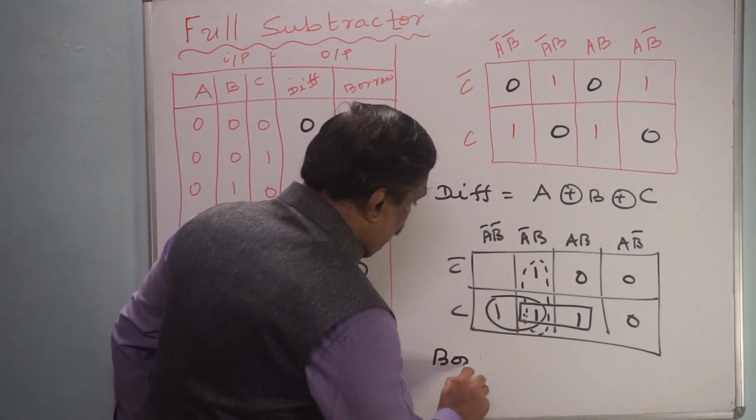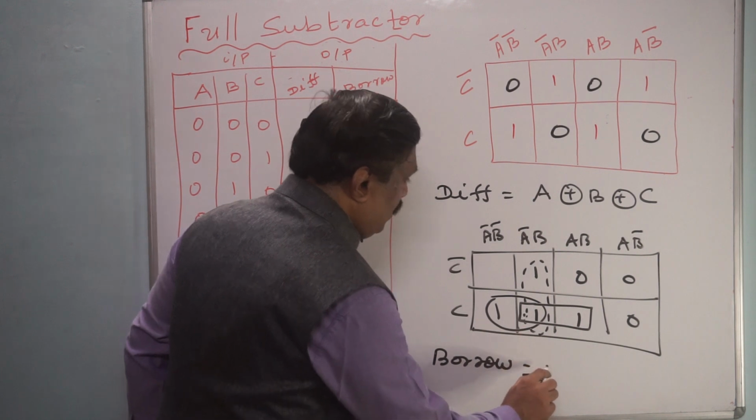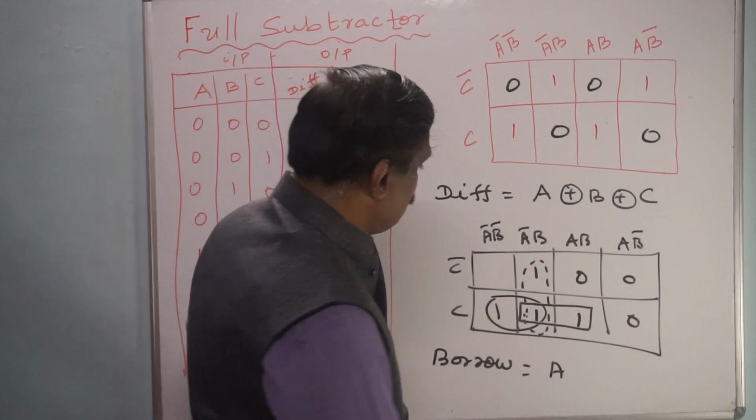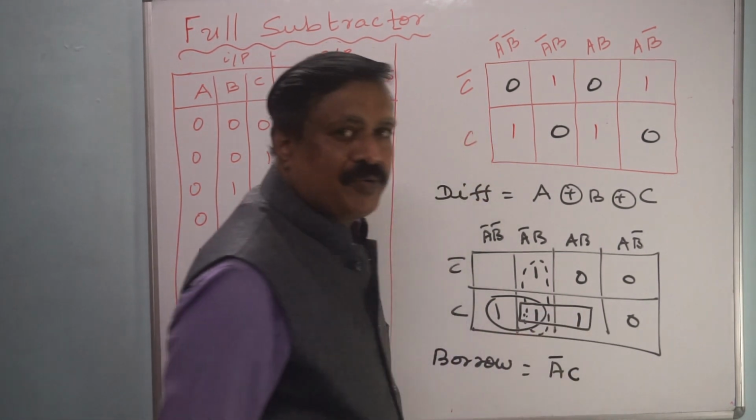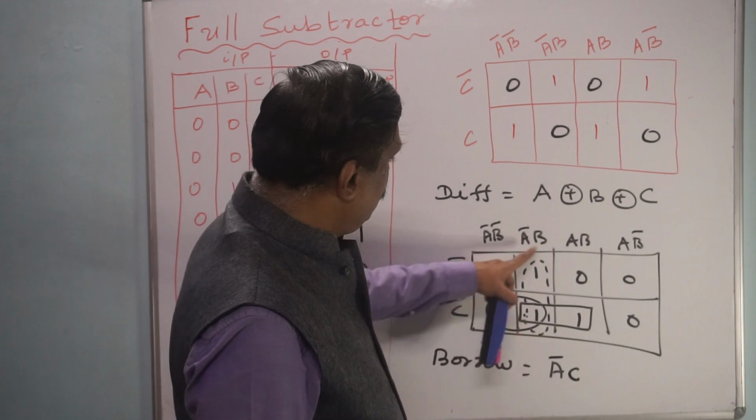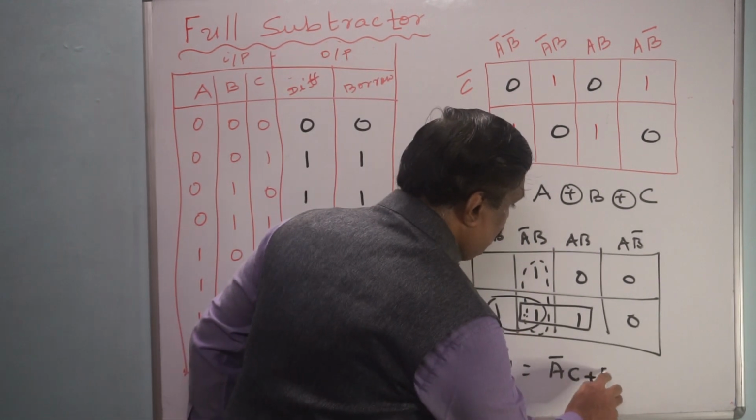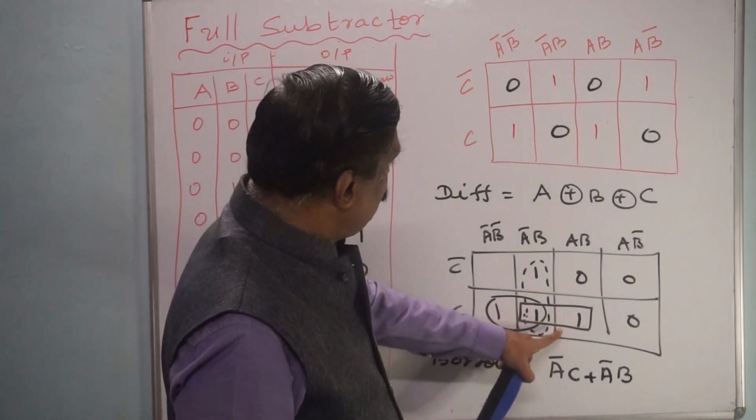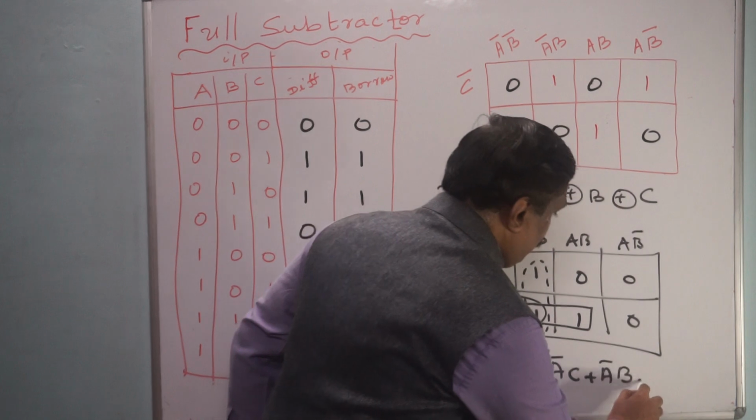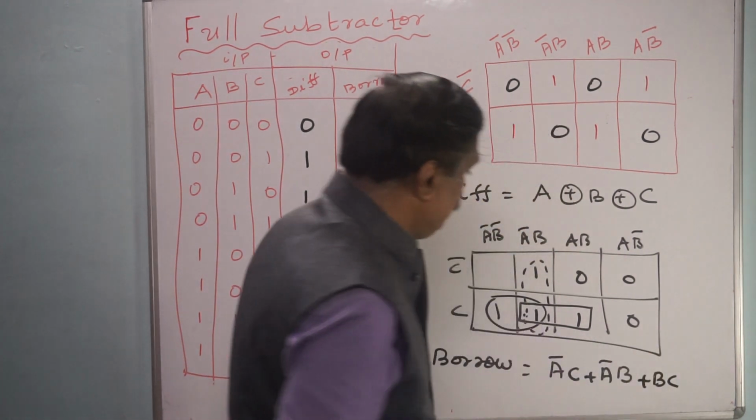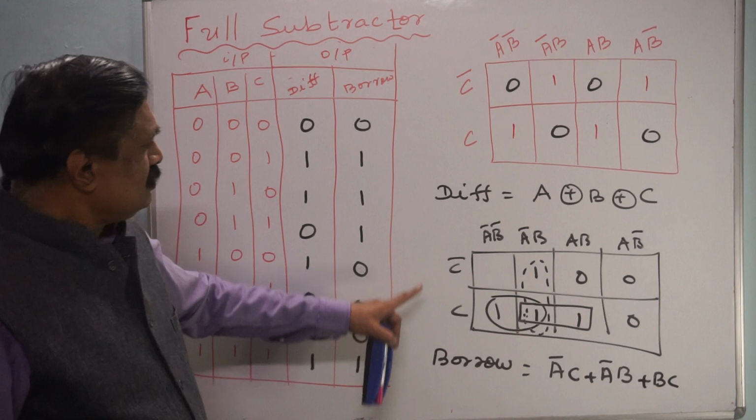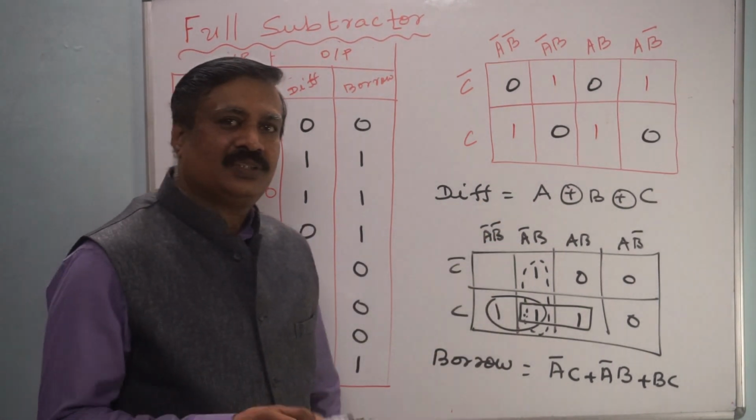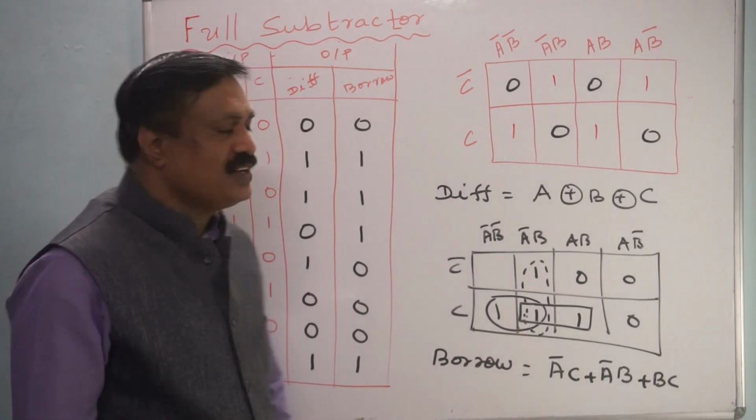Therefore your borrow output is, here A bar is there and C is there, therefore A bar C. And for this, plus A bar B. And for this it is BC, therefore plus BC. Now this is your difference equation, and this is your borrow equation. Two equations you got. Then the next step, simply you have to go for the circuit design.